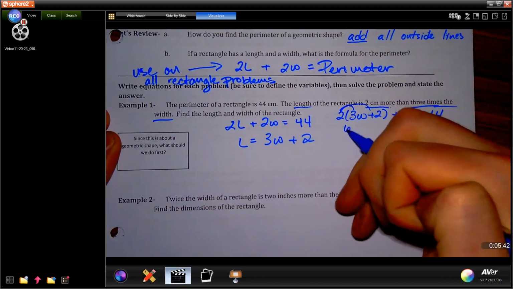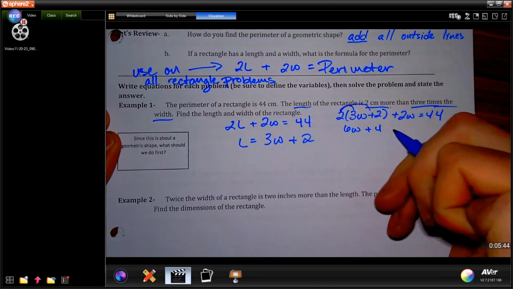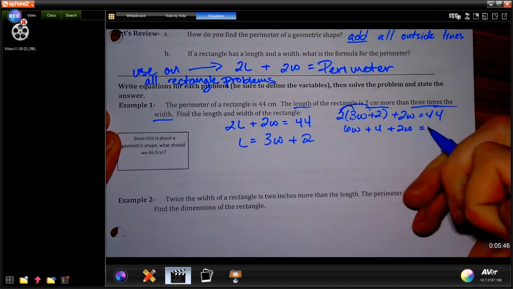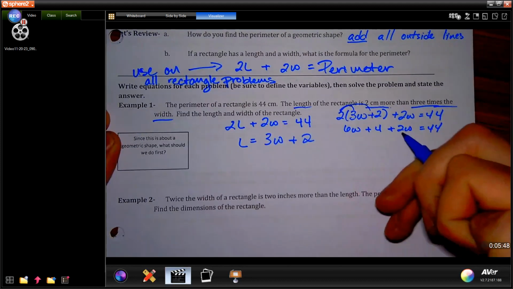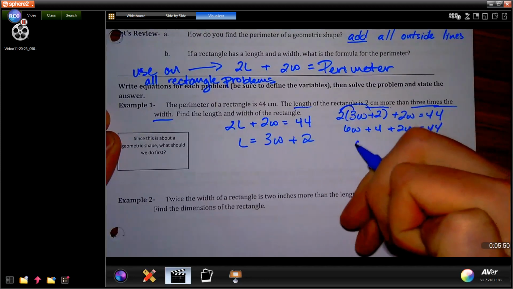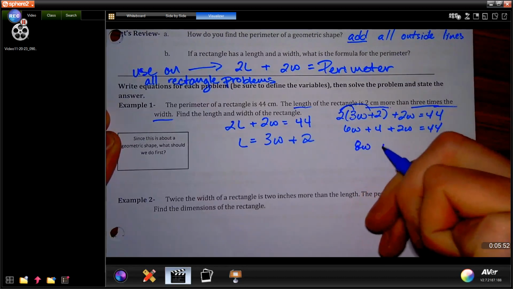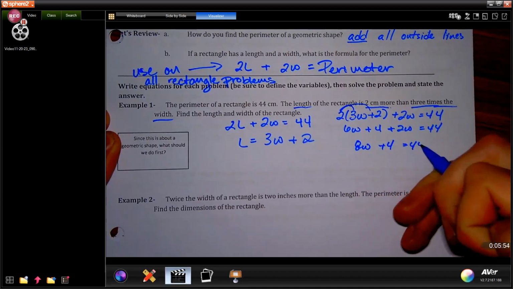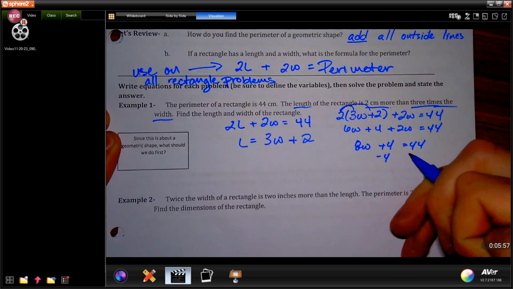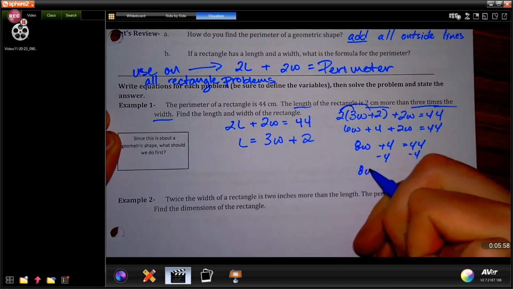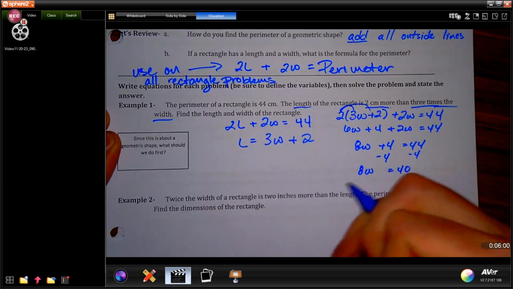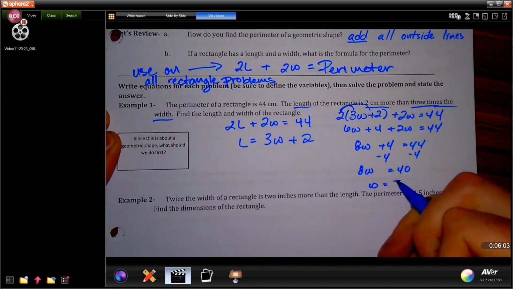Distribute through. 6W plus 4 plus 2W equals 44. So 6 and 2, I'm going to combine my like terms. 8W plus 4 equals 44. Subtract my 4 from both sides. 8W equals 40. Divide by 8, so W is equal to 5.